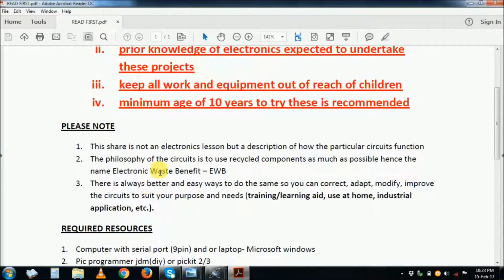And well, this is not a training for electronics as usual. I've always been saying this. It's a description of how these circuits work. So please have your knowledge of electronics before. And let's use waste. And you can use this traffic light circuit as a training, as a learning aid, or industrial, in schools, in companies, wherever it is applicable.